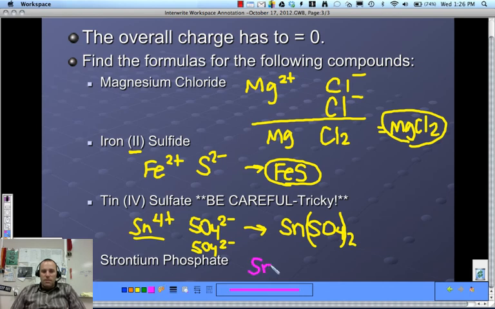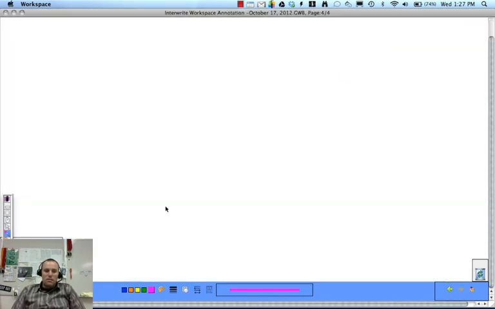All right, the last one, strontium phosphate. Strontium is in the 2 plus column on the periodic table. Phosphate, you've memorized, is PO4 3 minus. So let's put this on a new clean piece of paper so that we can see it better. Strontium 2 plus, phosphate PO4 3 minus.